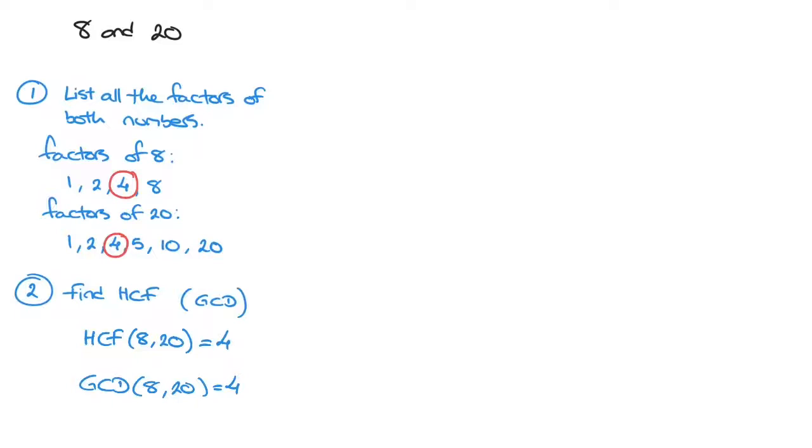Now, the good news is the method we've just seen, those two steps, will always work when looking for the highest common factor of two whole numbers. And indeed, let's look at another example, and we'll use exactly the same steps. Let's find the highest common factor of 9 and 21.